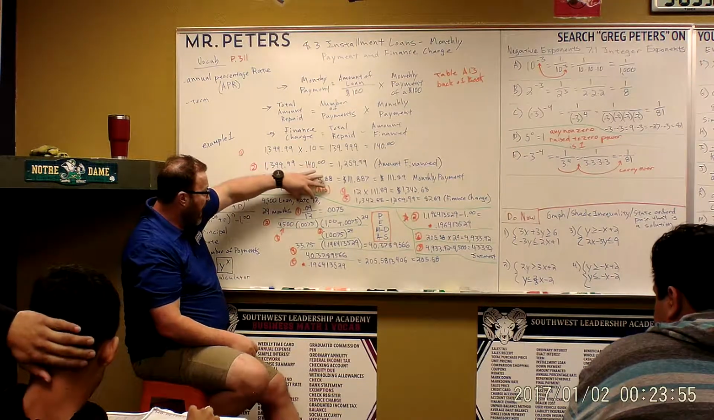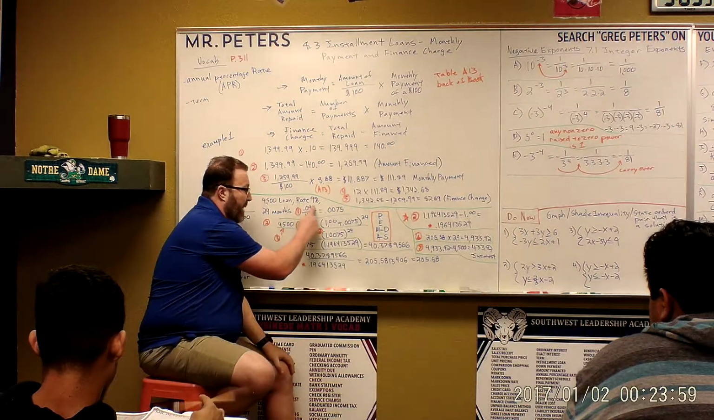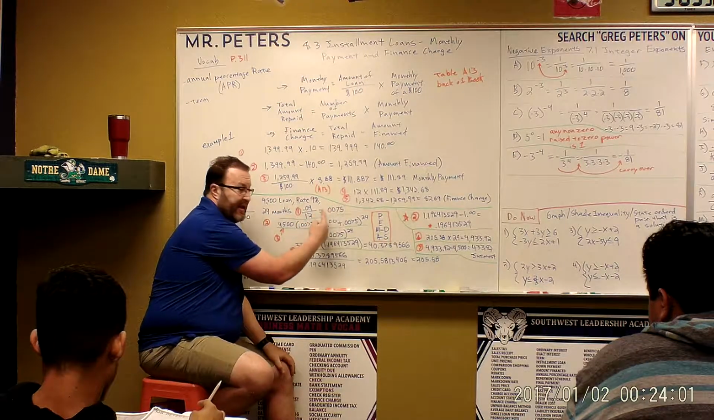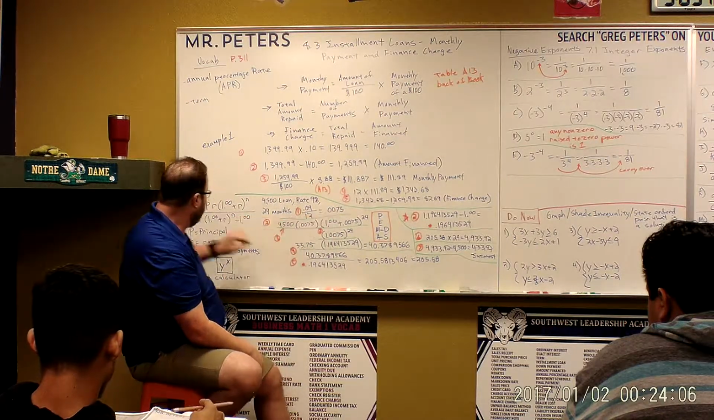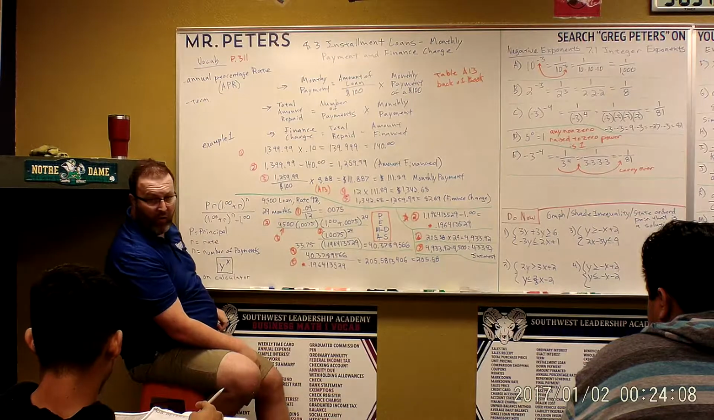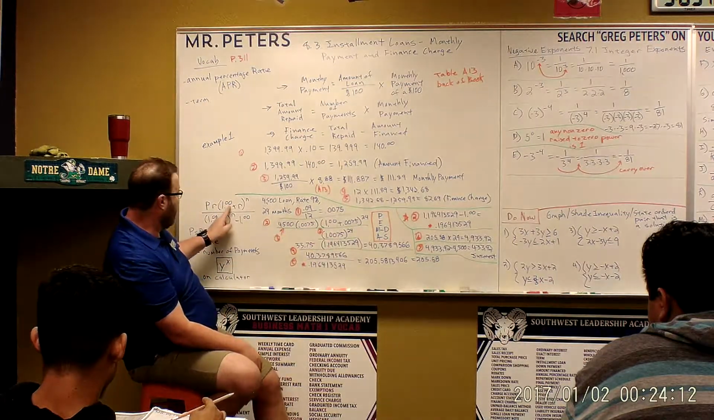$4,500 loan, 9% rate, 24 months. Very first step, we take this 9% divided by 12 because we need this in a monthly amount. Make sense? Yeah. Okay, now we take this and we put it right here and right here in the formula. This part doesn't change, that's constant.